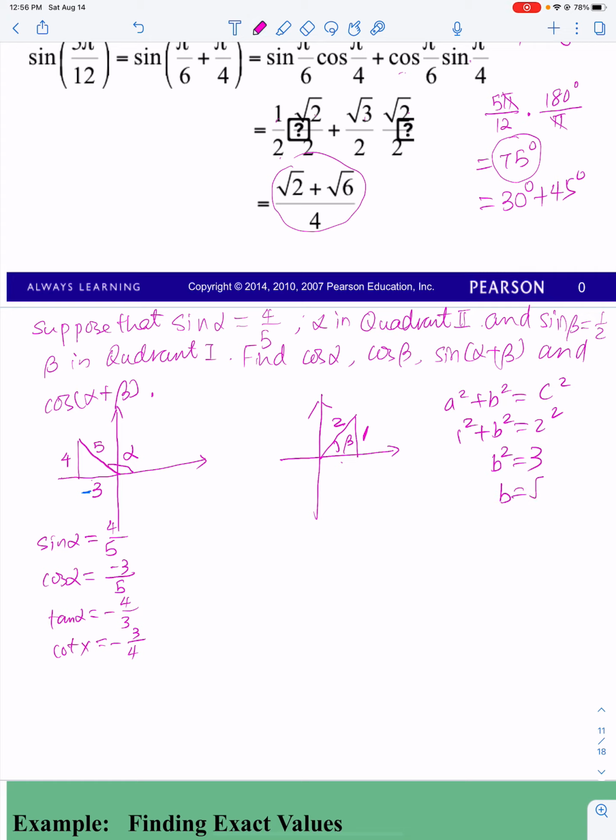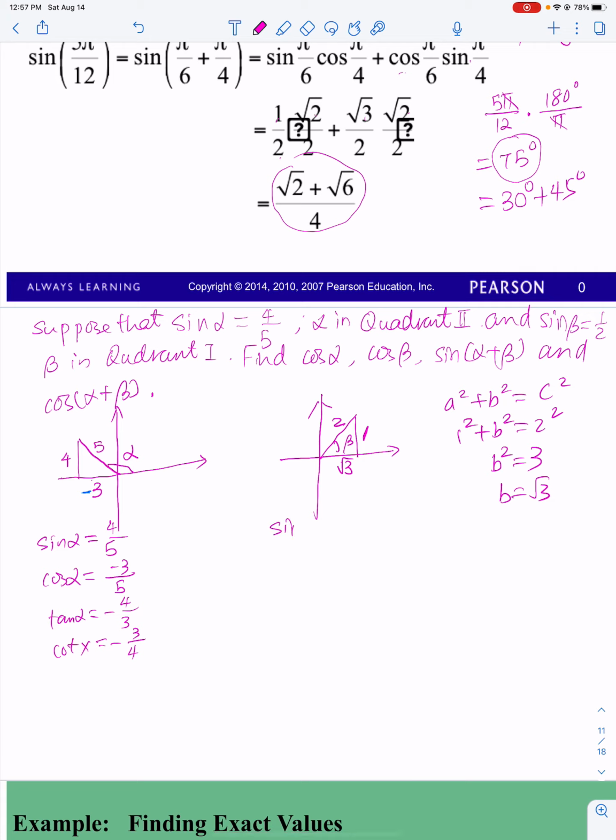b equal to square root of 3, yeah? But 2, 1, square root of 3 is another special triangle that you need to remember. But I also did it for you here, okay? Because why do you want to keep positive? Because it's in the first quadrant, yeah?